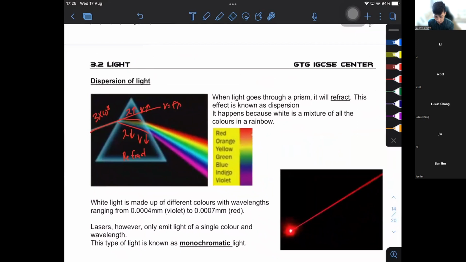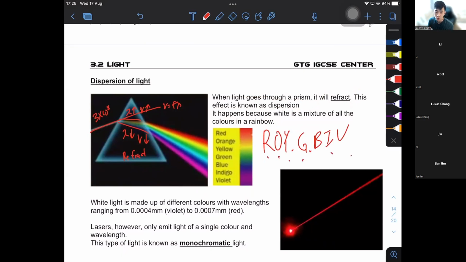If you look at the statement here, when light goes through a prism, it will refract. This effect is known as dispersion. It happens because white light is a mixture of all the colors in the rainbow. For those who still have difficulty remembering the colors of the rainbow, you can imagine the rainbow colors are like some guy's name, and this guy is called Roy G. Biff. Say it in your head a few more times and you'll essentially remember all the colors. Roy G. Biff is red, orange, yellow, green, blue, indigo, and violet.